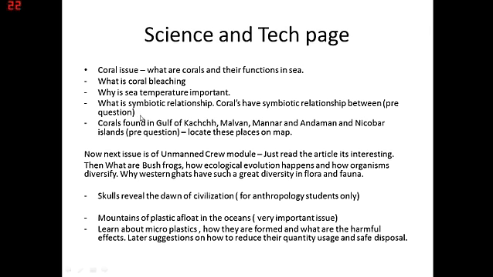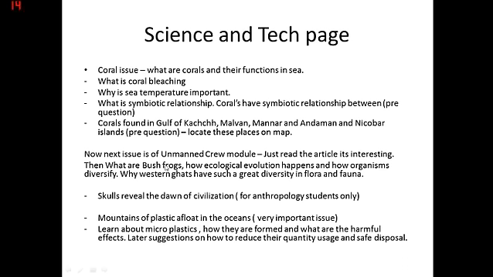This is a pre-question. Then corals are found in the Gulf of Kutch, Malwan, Mannar, and Andaman and Nicobar Islands. Pre-question. So you have to locate these places on the map of India. Where is the Gulf of Kutch? It is in Gujarat. Where is the Gulf of Malwan? I also don't know. Then where is the Gulf of Mannar? This is near Sri Lanka and Tamil Nadu. And then the Andaman and Nicobar Islands in the Arabian Sea. So you just locate them on the map and tell me in the comment section where this Gulf of Malwan is.